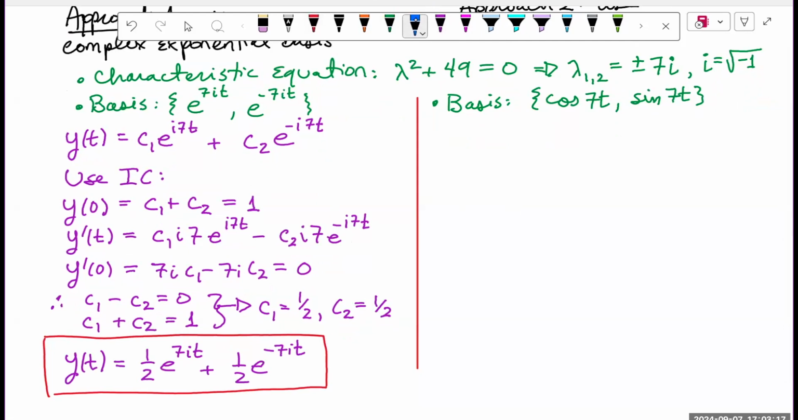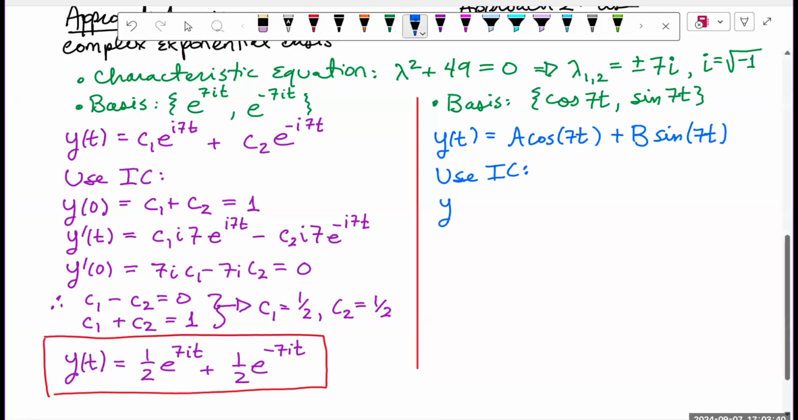Now, doing the same thing but using the basis cosine and sine, we write our general solution to look like a constant a times cosine 7t plus another constant b times sine 7t. Plugging in the initial conditions, we have that y at time 0 is constant a plus 0. That has to be 1, which means that constant a has to be 1.